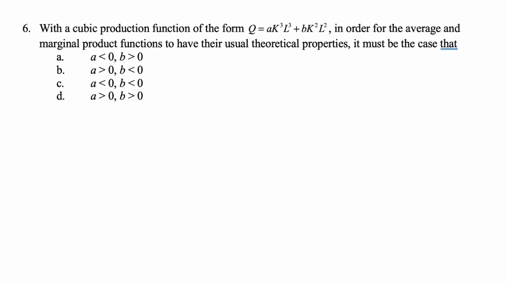Next one says, with a cubic production function of the form Q equals A cubed L cubed plus B K squared L squared, in order for the average and marginal product functions to have their usual theoretical properties, it must be the case that A is less than 0 and B is greater than 0, and this is also in the slides. But these are required in order for our functions to look the way that we expect them to look.